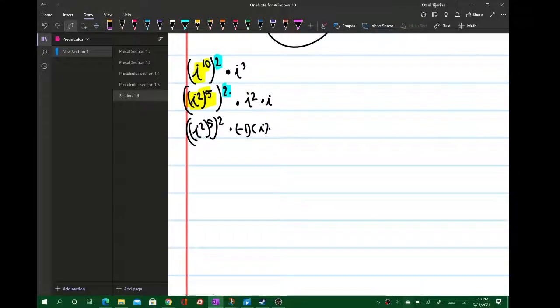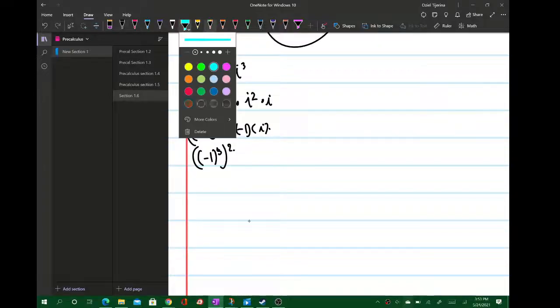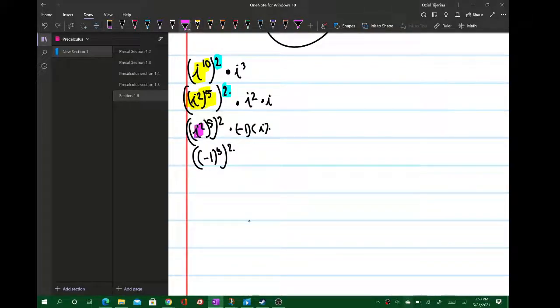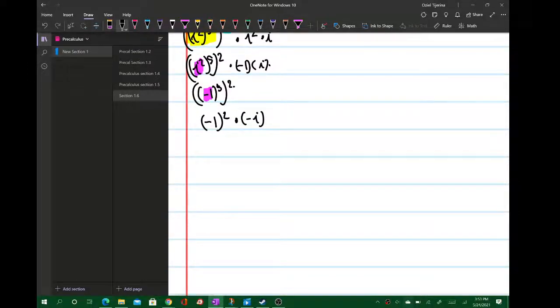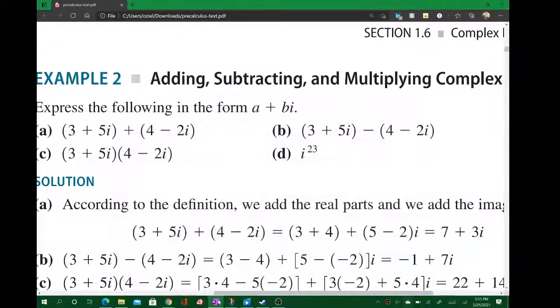So then we have, and i squared is negative 1, so we have negative 1 to the 5th quantity squared, right? Because in reality, this i squared is negative 1, and then we raise it to the 5th power, and then to the 2nd power. So negative 1 to the 5th, when it's an odd number, it's going to be the negative number, negative 1, and we have quantity squared, and then times negative i, right? Because this is negative i. So then we have 1 times negative i, so this is negative i, right? So that's how that works.